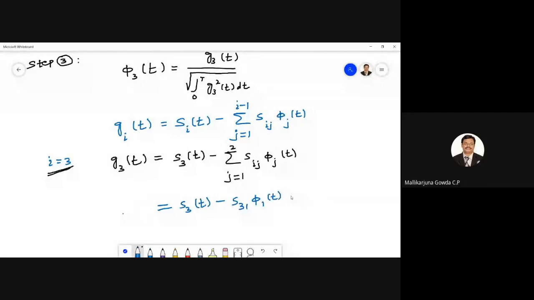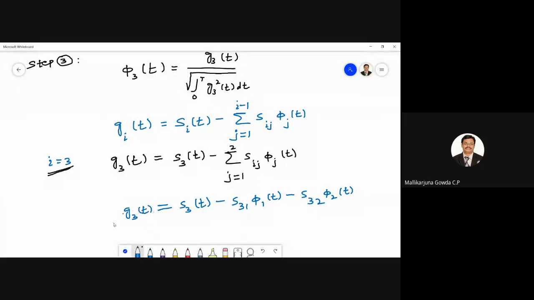Next is again i is 3. Now j is 2, right? So S3 2, then phi 2 of t. Hope you got this point. Yes, sir. So G3 of t will be this.